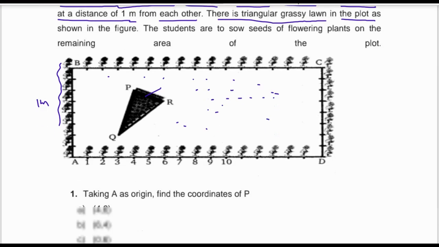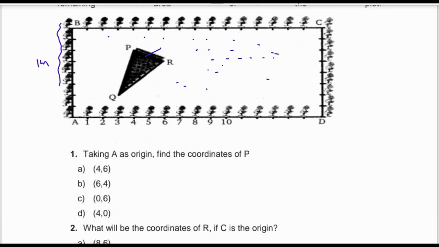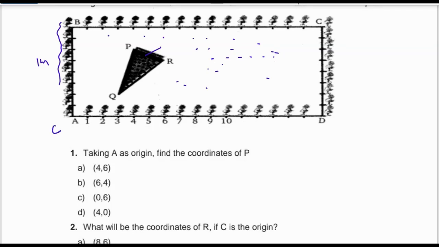So now the question is, taking A as origin, that is 0 comma 0, find the coordinate of P. So we have to find the coordinate of P. Here we can take this is 1, this is 2, 3, 4, 5, 6, 7. So it is on 6, and if you take this side it is 4. So x will be 4 and y will be 6.